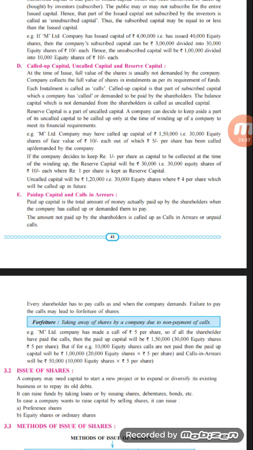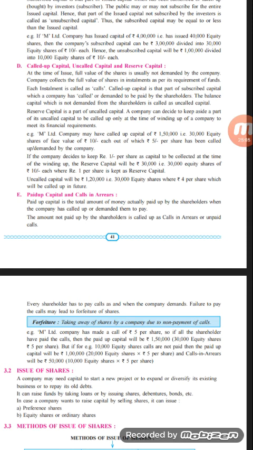Now the reserved capital is that part of uncalled capital. Again, a company can decide to keep aside a part of its uncalled capital to be called up only at the time of winding up of the company. So here we can say reserved capital is that category of capital which the company has decided not to call until and unless there is an emergency or a need of capital in the company, or this amount could be called from the investors of the equity shares at the time of winding up of the company.